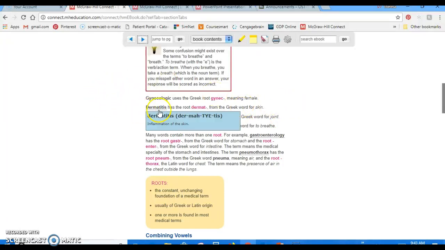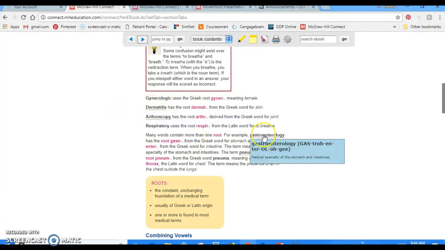So when you're looking at these words, if you see it underlined, you can hover over it here in your book and it'll tell you what it means. So this one is dermatitis. Itis means inflammation. Dermat means skin. So notice when you're reading medical terms, you read from the right to the left, not the left to the right. So this would be inflammation of the skin.